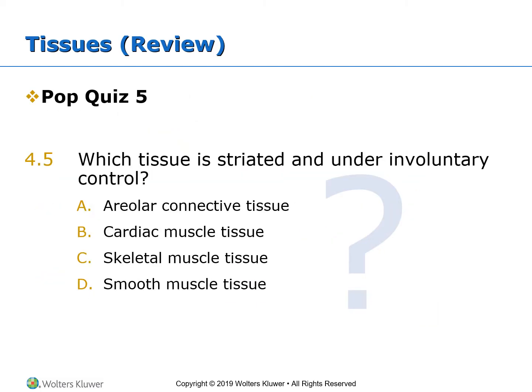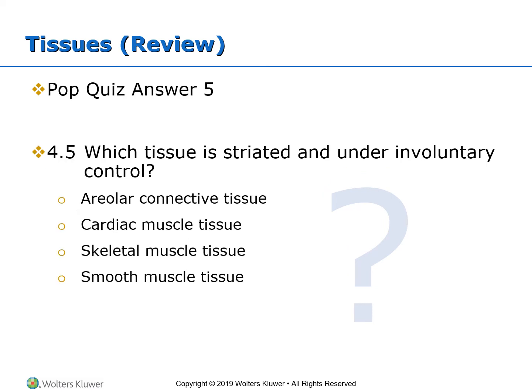So let's look at question number 5. Which tissue is striated and under involuntary control? And we have areolar connective tissue, cardiac muscle tissue, skeletal muscle tissue, and smooth muscle tissue. The correct answer will be the tissue that is striated and under involuntary control, which will be your cardiac muscle tissue.